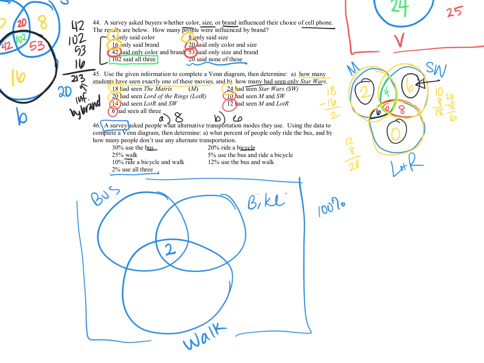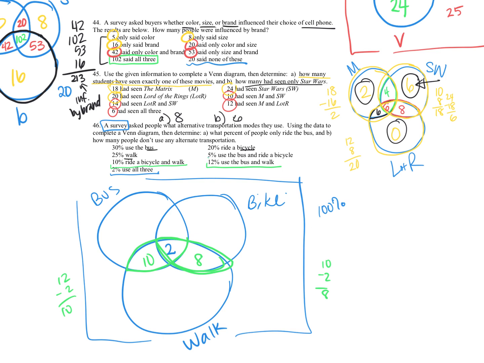Okay, so next we have that there are 12 people that use the bus and walk. So bus and walk is 12. So 12 take away the 2 makes 10. And then we have 10 people ride a bike and walk. So ride a bike and walk has to add up to 10. So we could do 10 minus 2. So that's 8. So we have 8 people there.